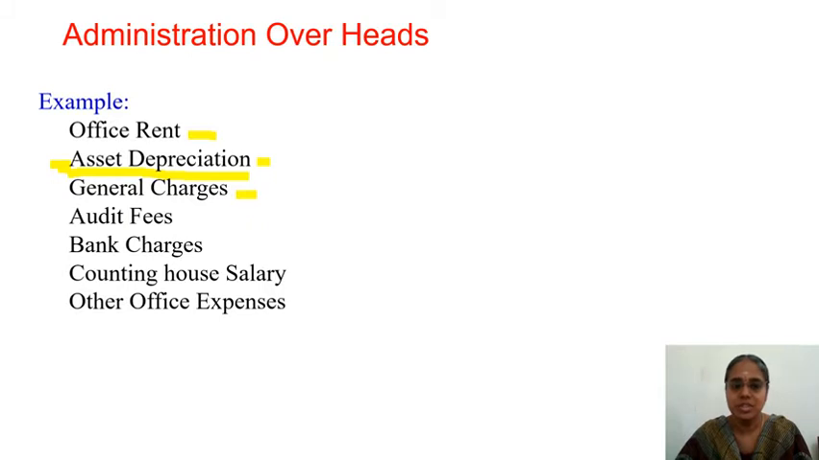Then general charges that occur in the administration. Auditor's fee: auditing is done on the office accounts, so it is an administrative overhead. Bank charges are related to administration, and so is accounts house salary. So these are a few terms commonly used to describe administrative overheads. To get familiarity, I am listing them here, along with other office expenses. So these are all the administrative overheads.